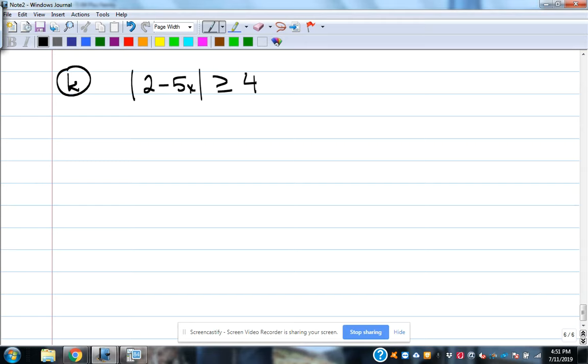So if we had 2 minus 5x in absolute value, and then let's put a greater than or equal to 4. We got an equal to mark, so we know it's going to have brackets on the set notation and the graph. It's a greater than symbol, so we know that this is going to be "or." Good job. So it's an "or" problem.